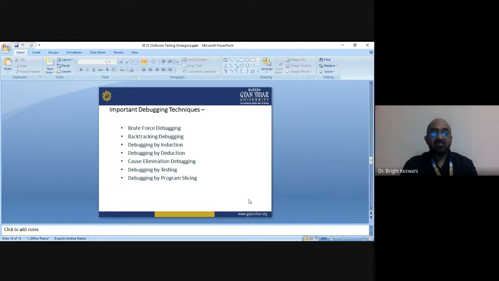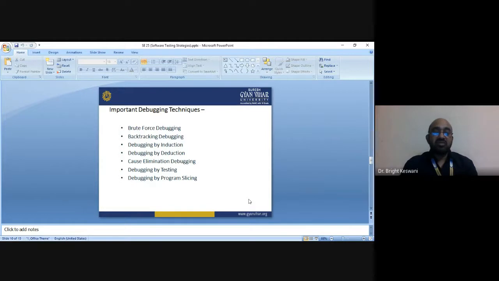Debugging by deduction may also be used as a debugging technique, and it determines the possible causes and uses data to eliminate causes. Refine the remaining causes into a hypothesis and prove it.